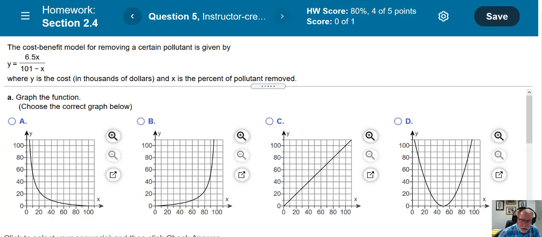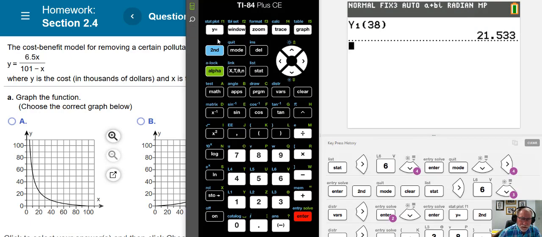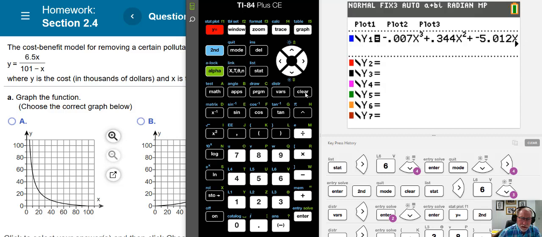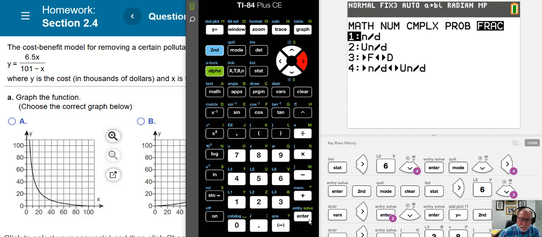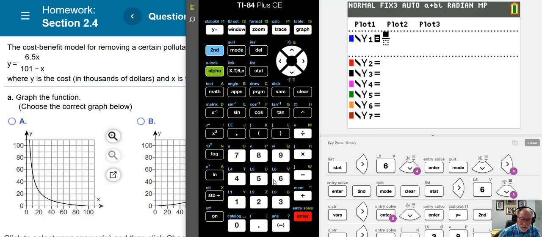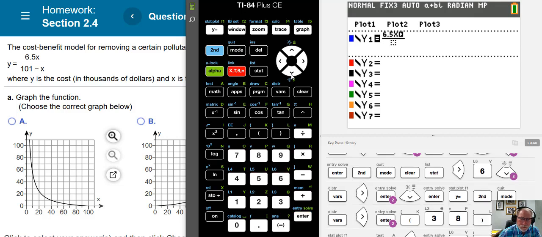Question number 5, we're going to take out our calculator, go to the y equals, clear out what's there, and type this. To type the fraction, 6.5x over 101 minus x, I'm going to use the fraction template. Math, FRAC, number 1, 6.5x over 101 minus x.